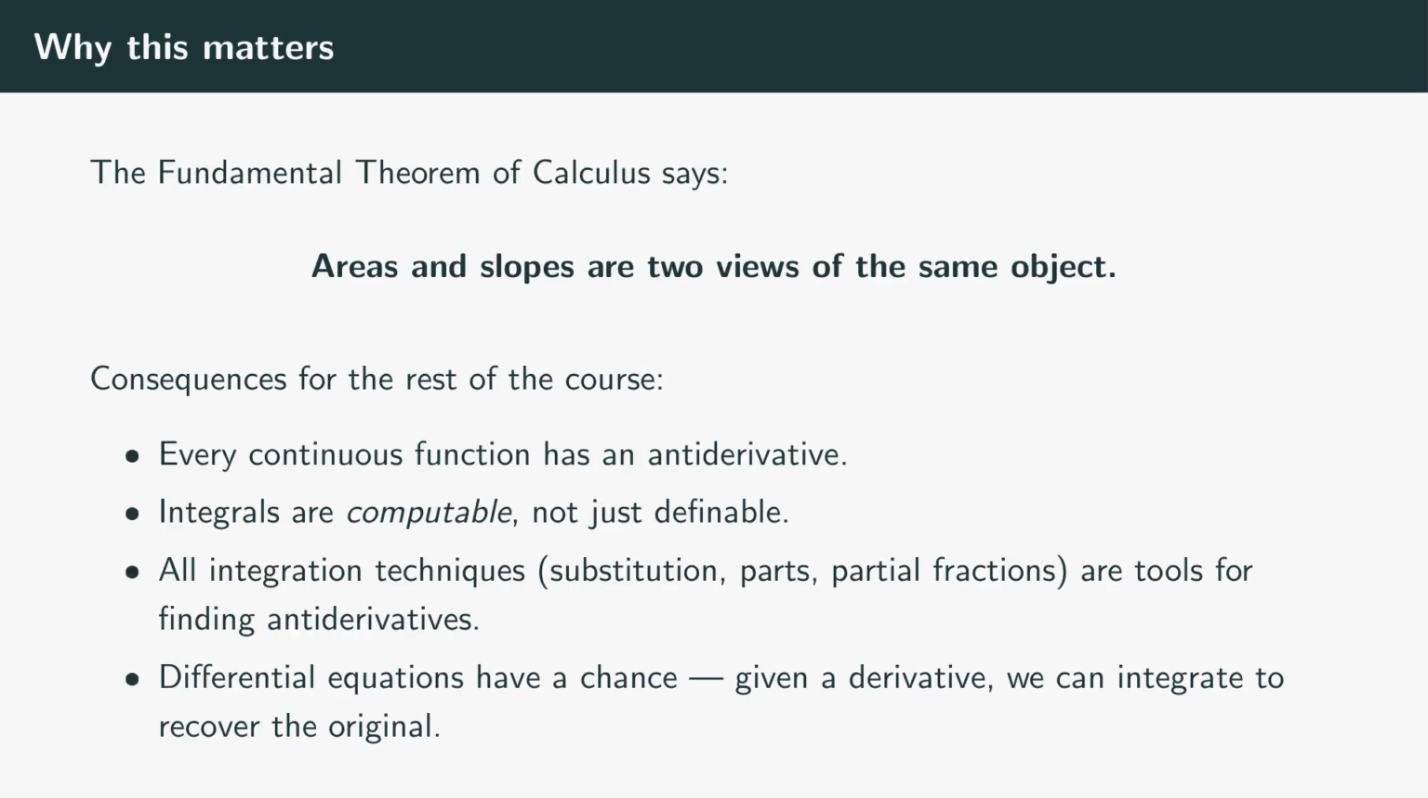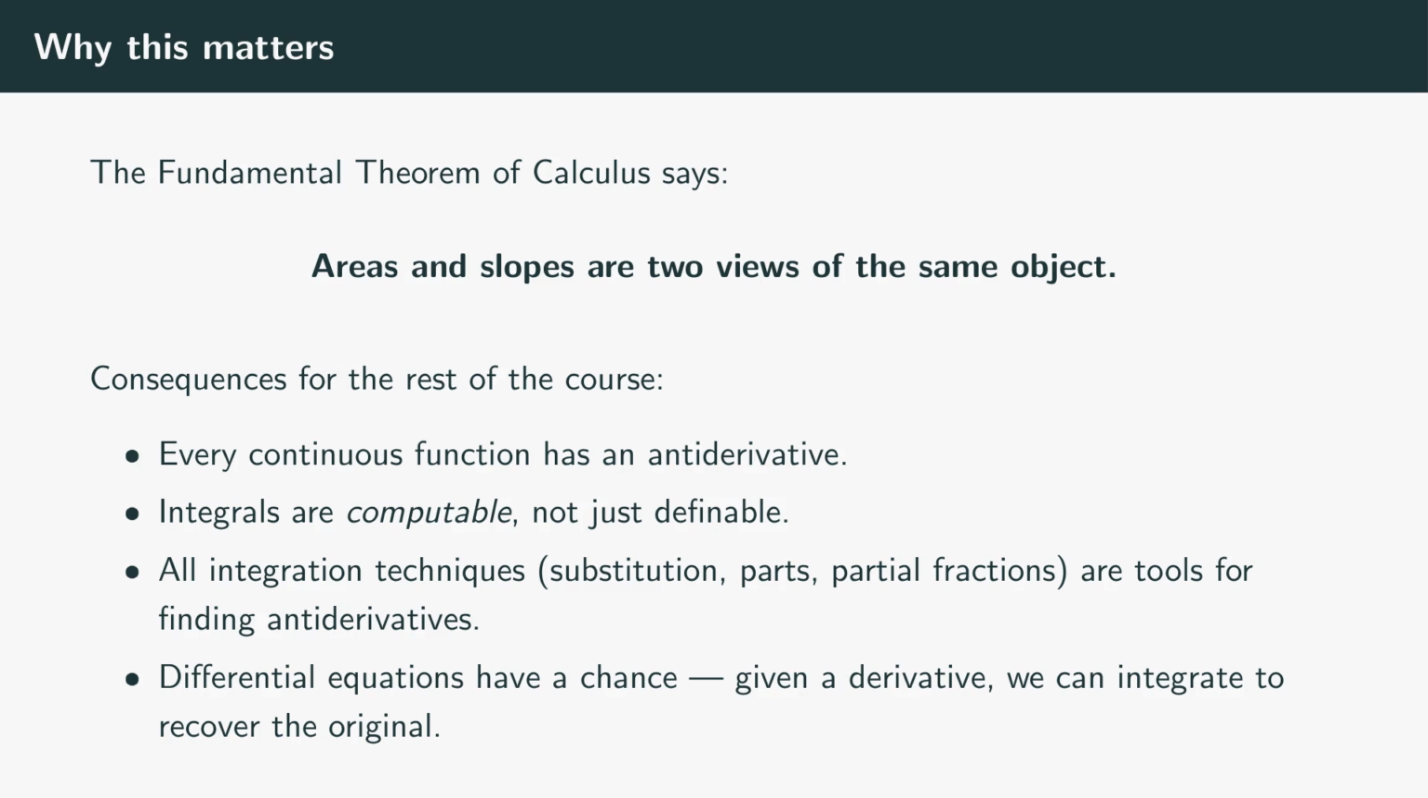I call it the Fundamental Theorem. The name is bold, and it earns the boldness. Barrow saw it in pictures. Newton, Leibniz, Cauchy, and Riemann then spent 2 centuries arguing about how to write it down. What they all converged on is the same single statement. Areas and slopes are 2 views of the same underlying object.